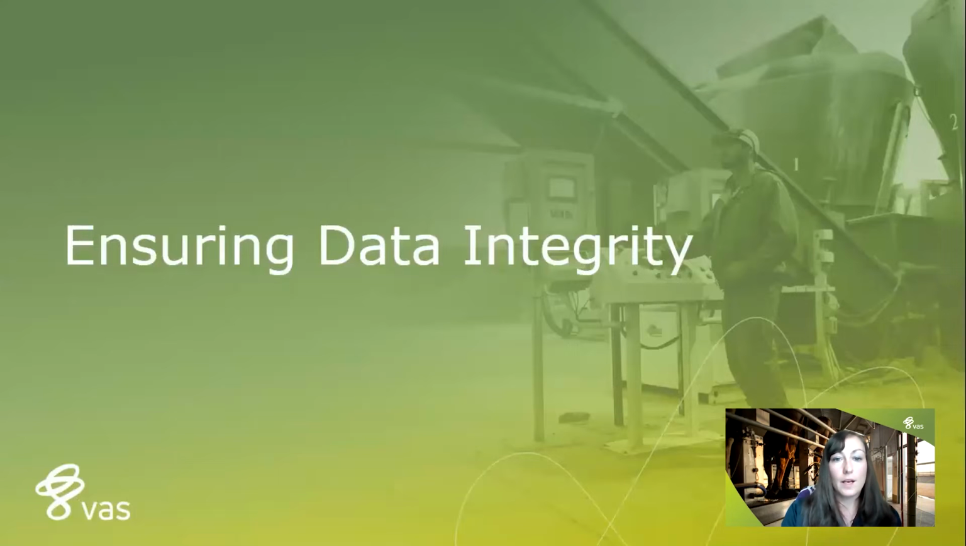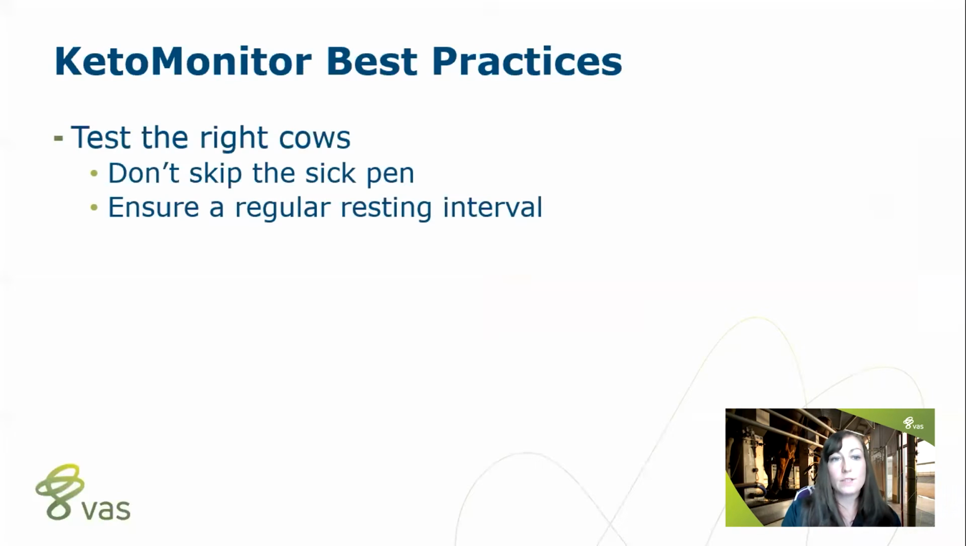So overall, let's look at some of the best practices that we can implement to ensure data integrity. First of all, we want to test the right cows. When I say that, I mean, don't skip the sick pen. Those are the most important cows that we can test because we can glean so much information from that data and get some insight into what is making that individual cow sick so that we can make changes across the entire herd.